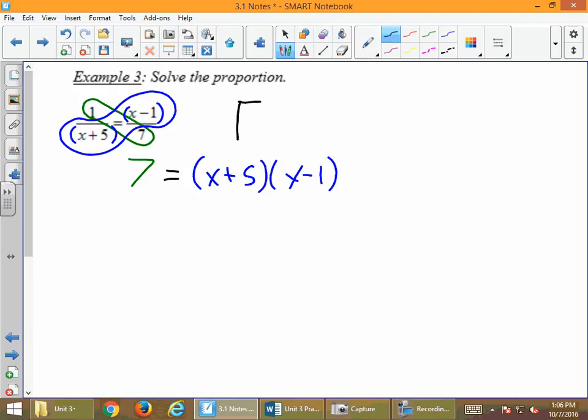For those of you who forget what a foil is, it has this little acronym. Just like cool people count their coins. Foil is first, outside, inside, last. Let's do exactly what it says. The firsts. So I'll rewrite this. It's the same. So 7 is going to be over here. Not changing.